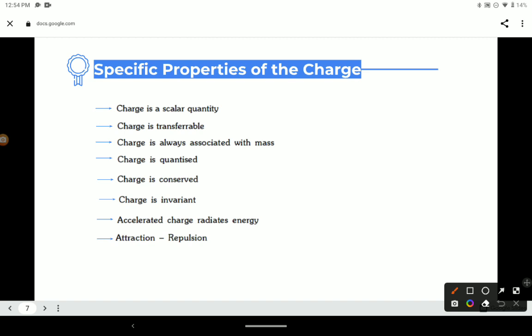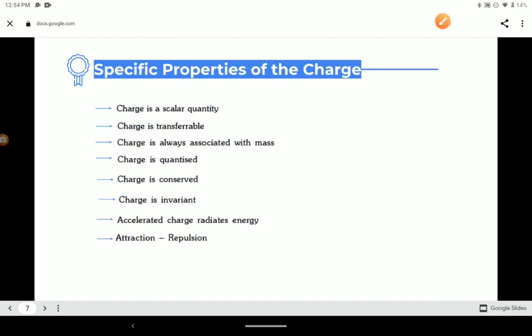Now, accelerated charge radiates energy. I just now said that charge does not change with speed, which is invariant, but an accelerated charge radiates electromagnetic energy. Especially, see, a stable charge produces an electric field, a constantly moving charge produces a magnetic field, and an accelerated charge radiates electromagnetic energy. If two charges are of opposite signs, they will be attracted, and if they are of the same sign, it is repulsion.